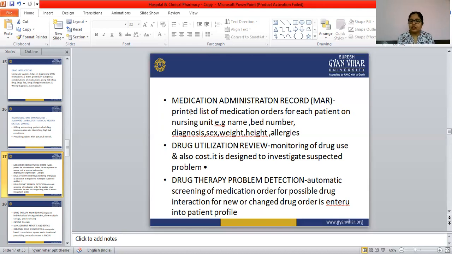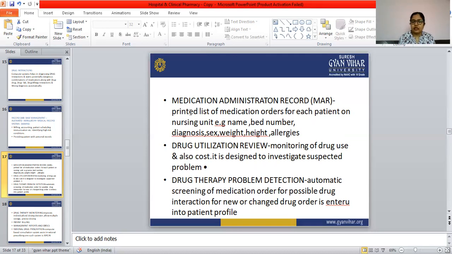Then drug utilization review. The computer can also review drug utilization, monitoring the drug use and also the cost. They can monitor the use of the drug as well as the cost of the drug, and it is designed to investigate suspected problems. So this is the review of drug utilization.